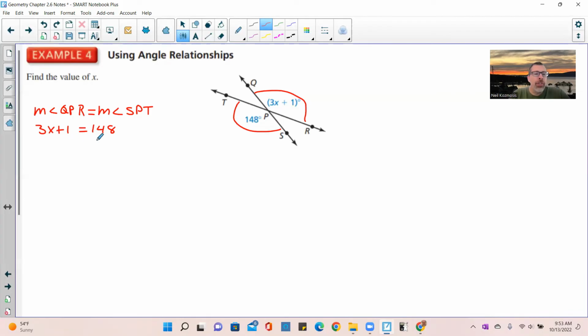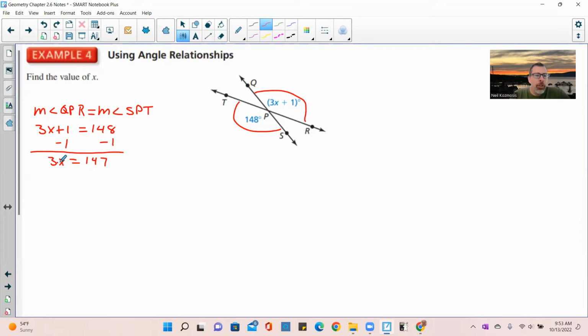Then all we do is follow our order of operations for solving an equation, and that's doing inverse operations to cross an equal sign. I'm going to subtract 1 from each side, and I get 3x equals 147. That's the subtraction property of equality. I'm not going to write the names of this down, but that's what it is. So what did I do? I said the two angles were congruent because of the vertical angle theorem, then I substituted into my equation, that's substitution, and now I'm doing the subtraction property of equality.